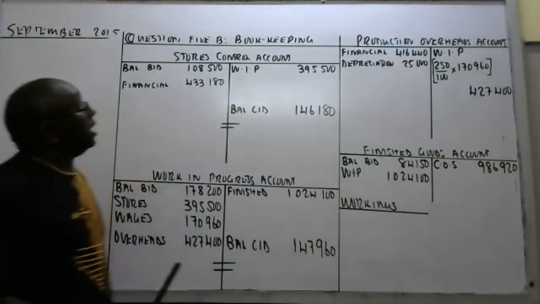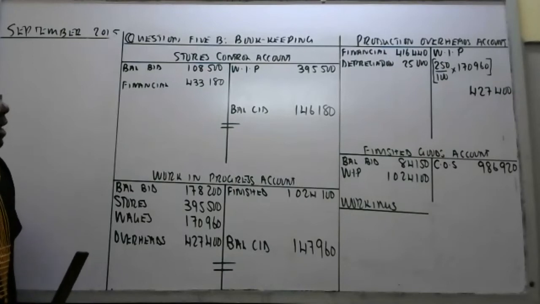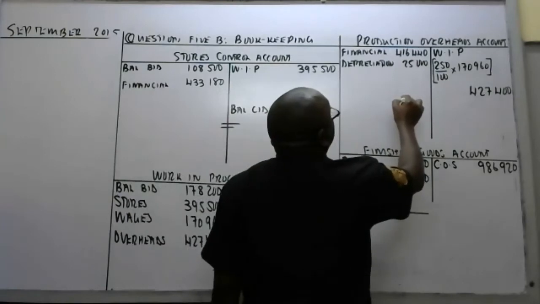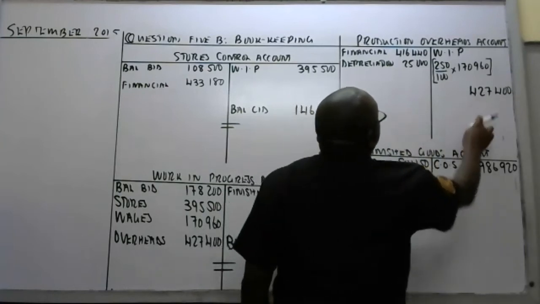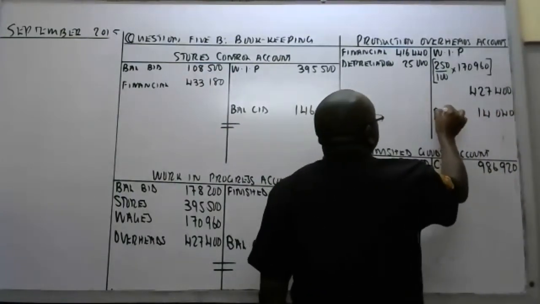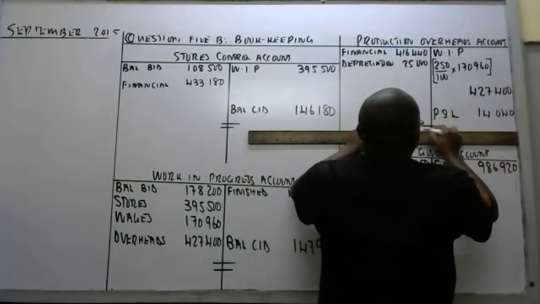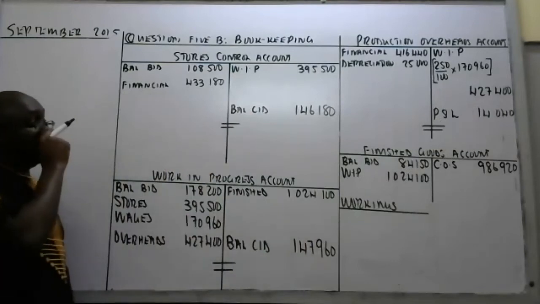Okay, let's now go to the other one. 416,440 plus 25,000 minus 427,400 gives 14,040, which should be on this side. Now this one should be taken to the P&L. It's not a balance carried down. It is an under absorption, so we are supposed to credit here and debit P&L.